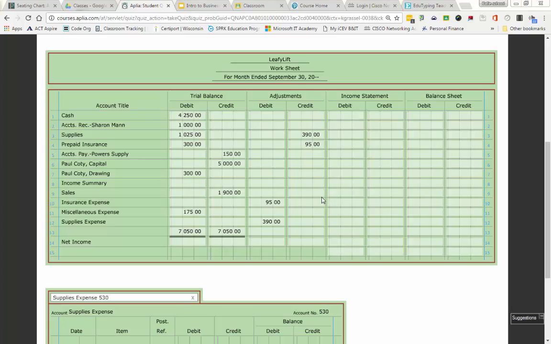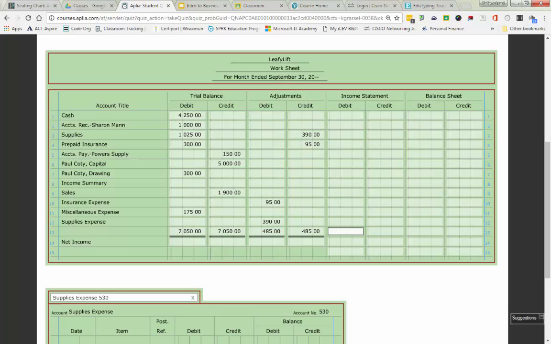So we have our two adjustments done, and then you're going to go through and add those two up. So we have 390 and 95. We're going to add that up. I get 485. How did I do on math? Would you agree, Dale? All right.